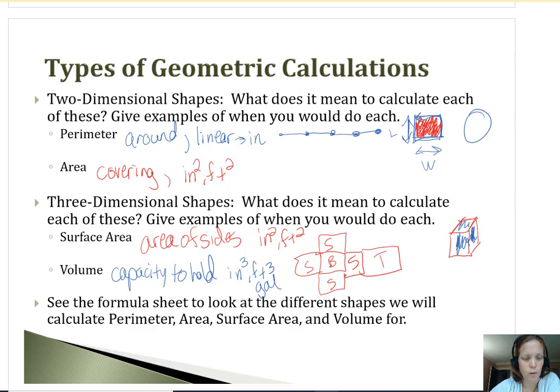So this is just a little overview of all the different things we're going to be calculating in this unit. And we'll have the formula sheet. As you're watching these, have your formula sheet ready so that you can refer to how we're going to do these calculations.